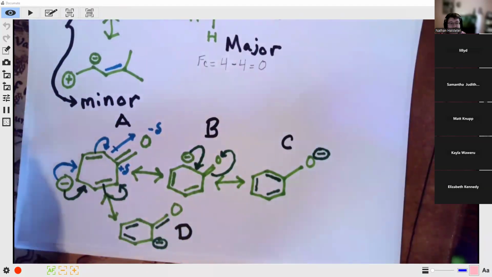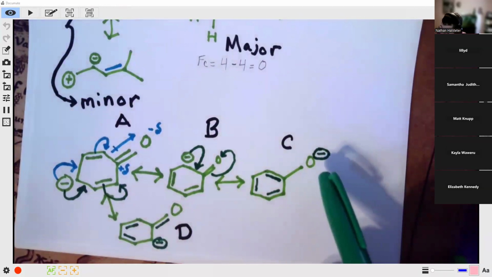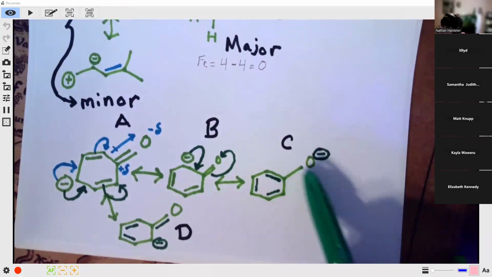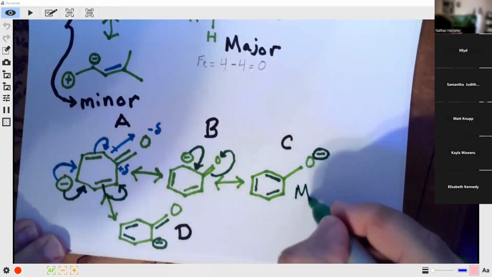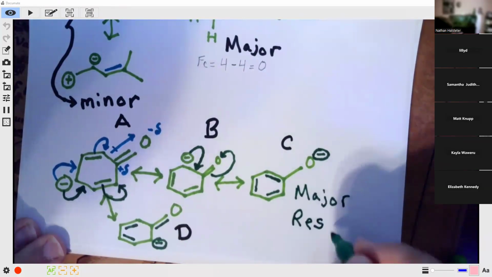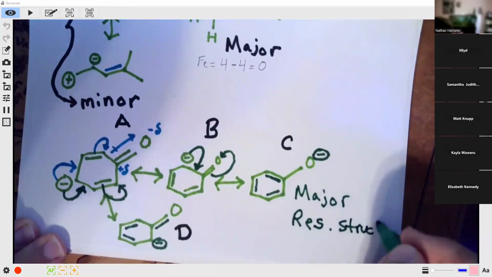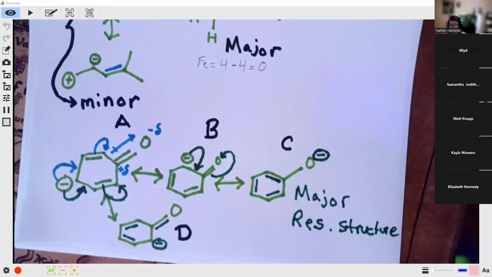The negative charge on the most electronegative atom. Okay, now we're cooking. The only electronegative atom we have in this molecule is our oxygen. So this would be our major resonance structure. The rest would just be minor. Happy to take more questions that you guys have.